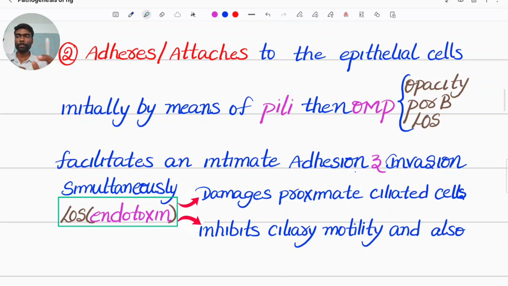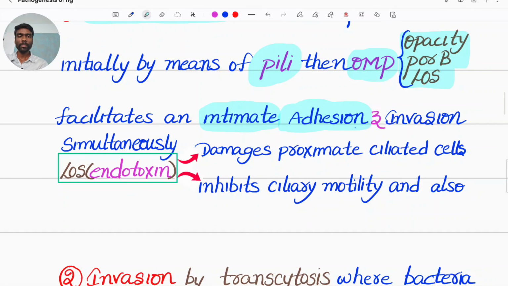After entry of the bacteria onto the mucosal surface, it adheres to the epithelial cells initially by pili. Then outer membrane proteins, opacity proteins, porin protein, and lipooligosaccharides all facilitate an intimate adhesion. After exposure, if we pass urine immediately, it won't flush out the bacteria, because it will have already attached by means of pili to the epithelial cells. So there is no use of passing urine immediately. Outer membrane proteins then facilitate even more intimate adhesion, why? To enter into the cells, that is invasion.